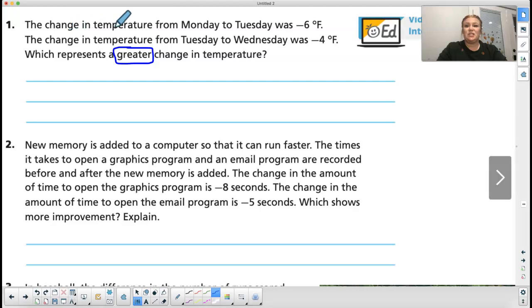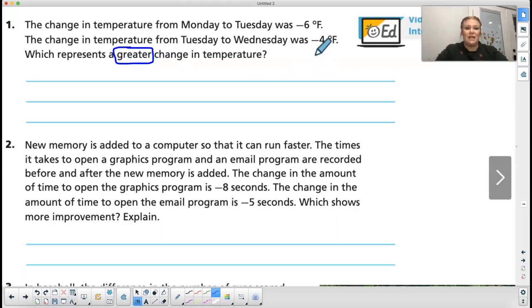Number 1 says the change in temperature from Monday to Tuesday was -6 degrees. So on Monday it was warmer, then it dropped 6 degrees. The change in temperature from Tuesday to Wednesday was another -4 degrees. So it's getting colder every day. Which one represents a greater change in temperature?